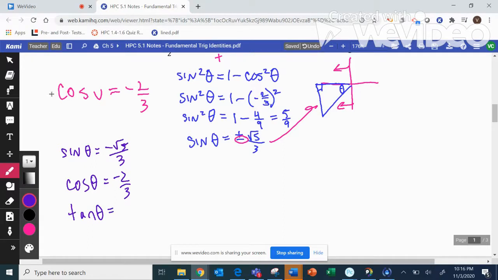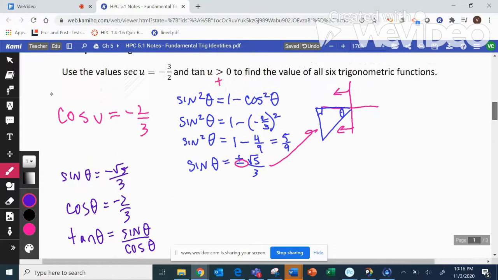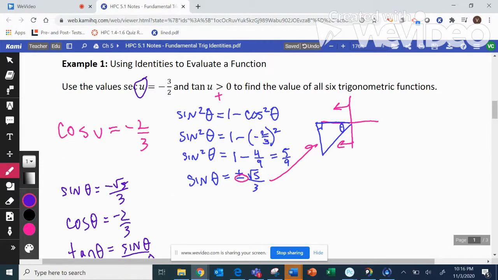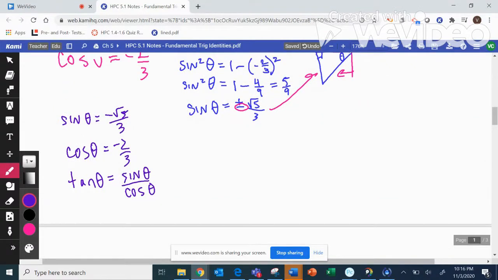And then for my tangent, we're going to use identities for this. So we're going to do our sine theta over our cosine theta. I changed the variable to theta somewhere; it doesn't totally matter, but I apologize. I'm just going to keep going. I don't want to waste any time. So the sine would be negative square root 5 over 3 divided by negative 2/3. If I divide by a number, I can also multiply by its reciprocal. So negative square root of 5/3 multiplied by negative 3 over 2. 3's cancel, positive square root 5 over 2.